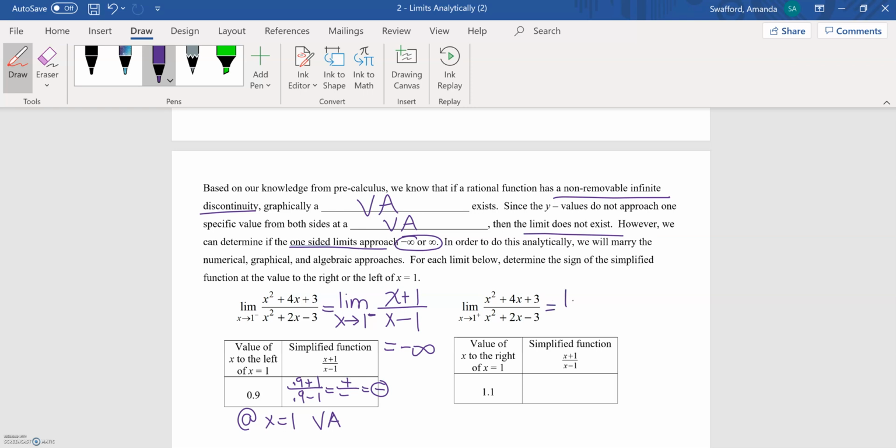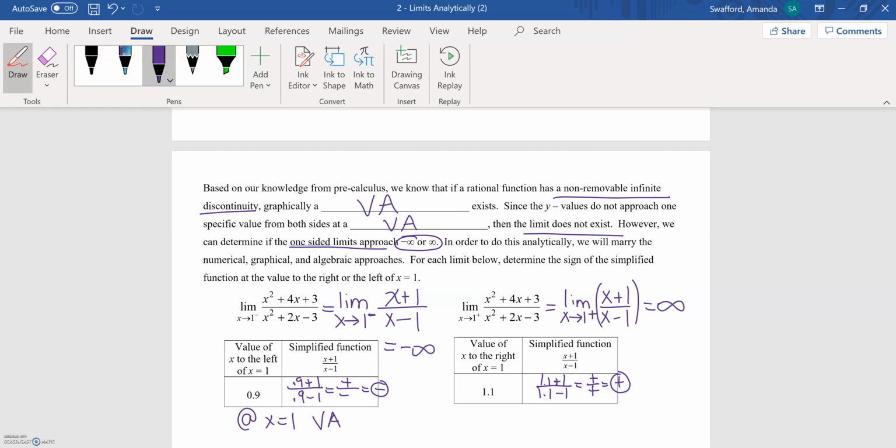We're going to do the same thing with this one. We're going to plug in 1, realize it has a 0 in the denominator, so we're going to factor. But then when we try to directly substitute, it still doesn't work. So we're going to pick a number just to the right of 1, 1.1, and plug it into our equation. 1.1 plus 1 is positive. 1.1 minus 1 is also positive. So that's a positive overall. Therefore, our limit is positive infinity.